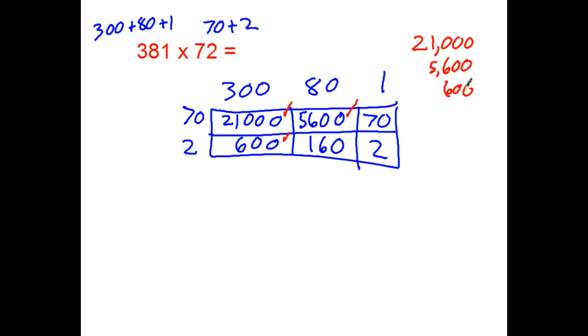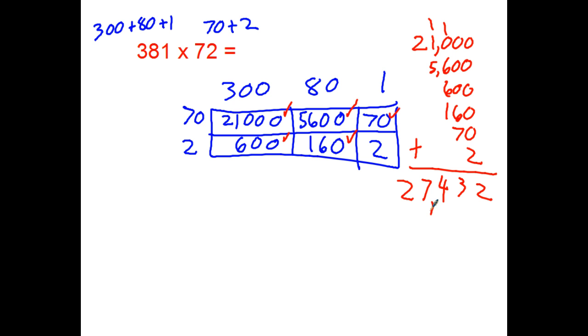600, 160, 70, and just a plain 02. Add them up. My 1's column's a 2. The 10's column, 7 plus 6 is 13. Carry my 1. 7, 13, 14. Carry my 1. 2, 7. And my 10,000th place is just 10. So 381 times 72 equals 27,432.